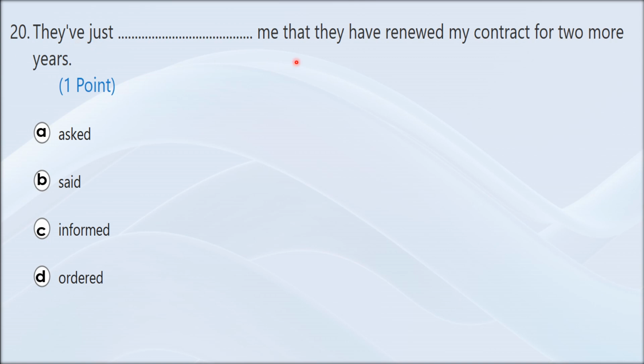They have just me that they have renewed my contract for 2 more years. They have just asked, said, informed, ordered. This is actually a vocabulary question, because we have got to choose the right verb with regard to meaning. Whether asked, said, informed, or ordered. Asked me, said me, informed me, ordered me.